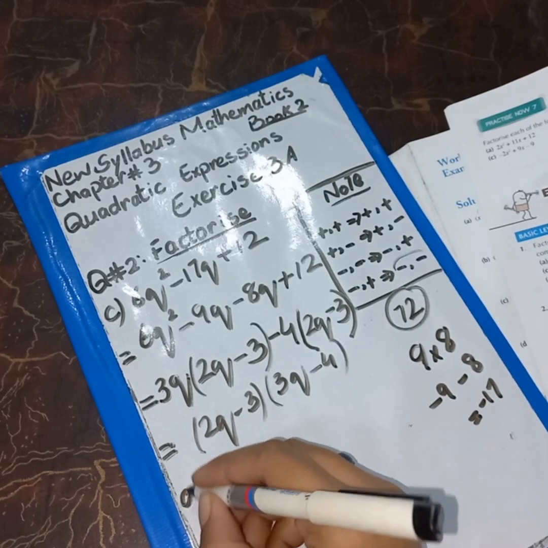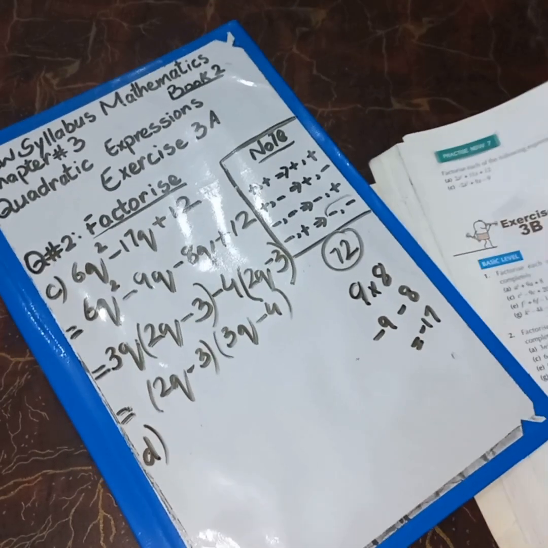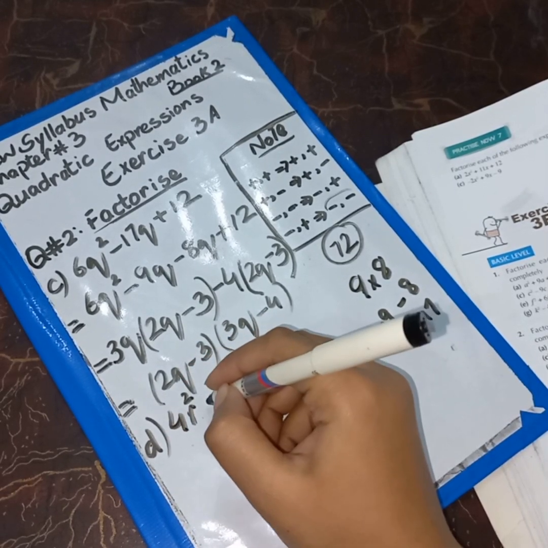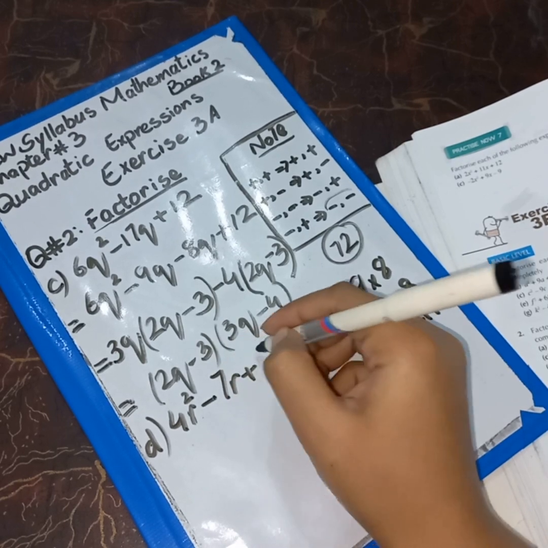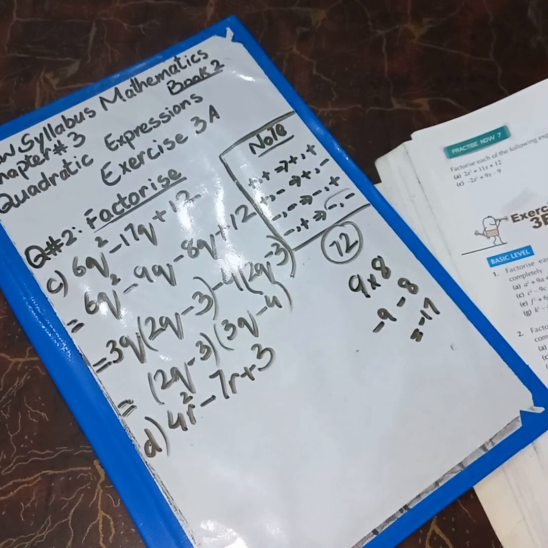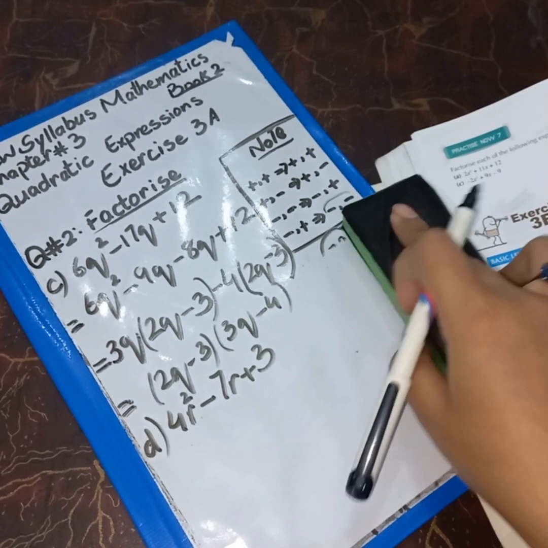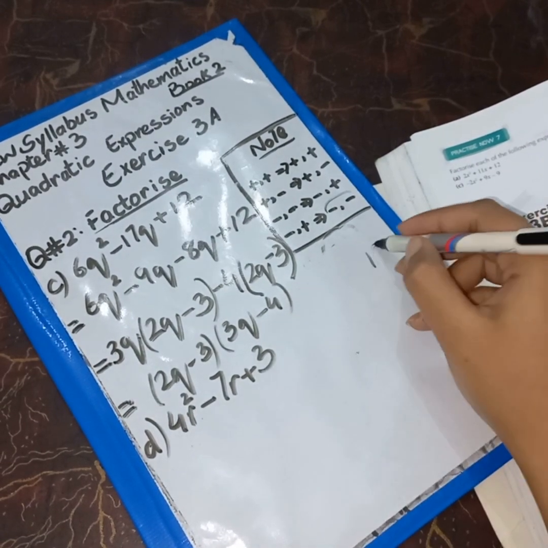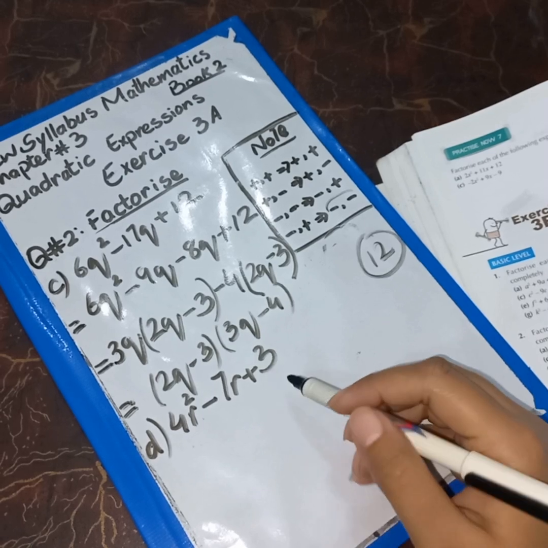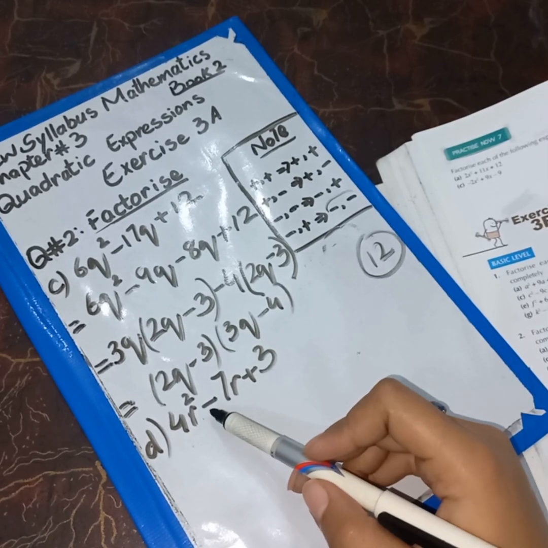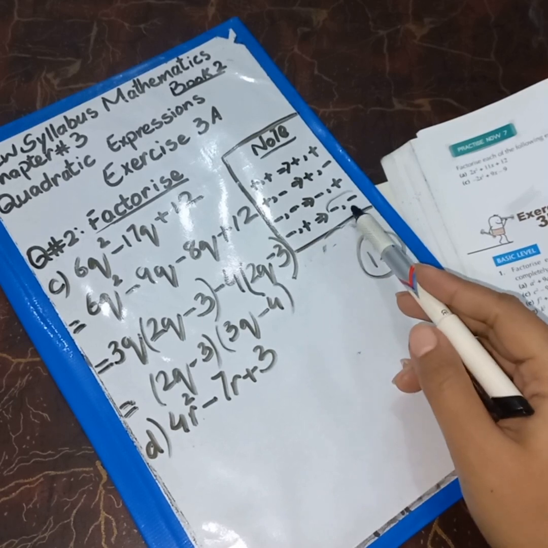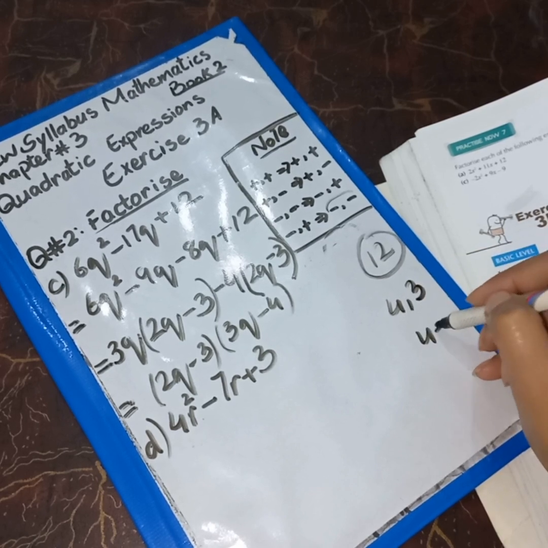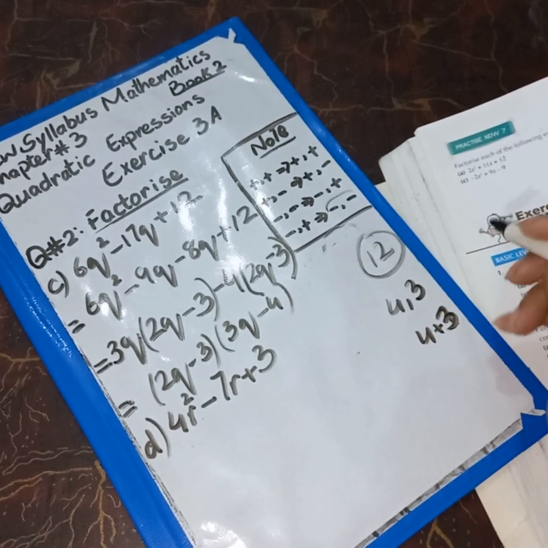Then we have D part. D part is 4r square minus 7r plus 3. Again in D part, we have this 4 multiplied by 3, 12. Now find out a pair which will give you 12 after multiplication, and due to this minus plus, minus minus, after addition it will give you 7. So it's a very common multiple. 4 times 3 is 12 and 4 plus 3 is 7.